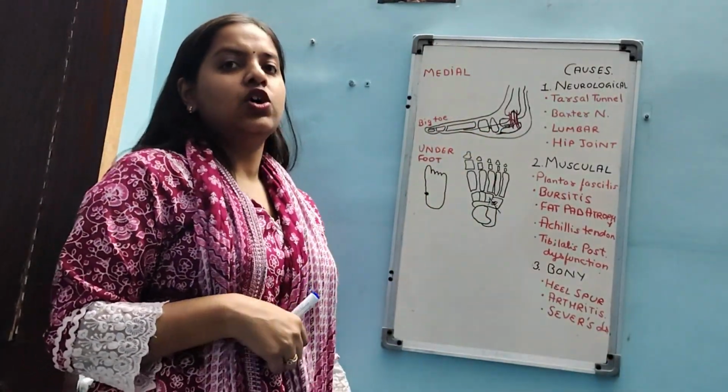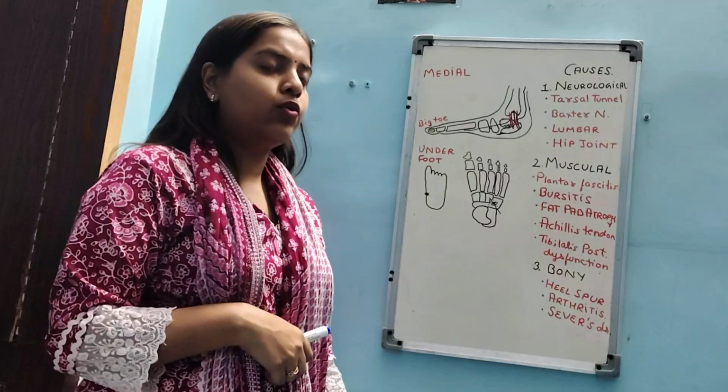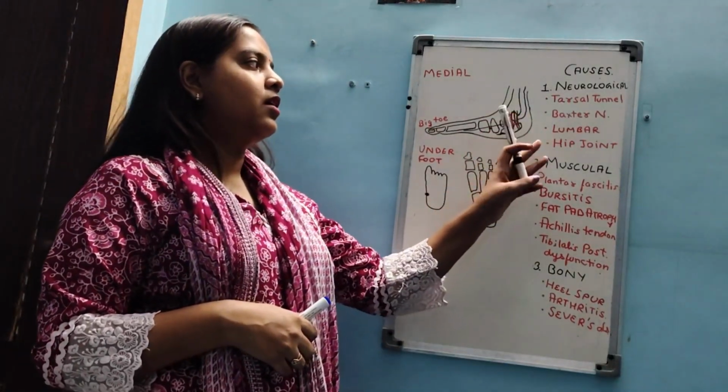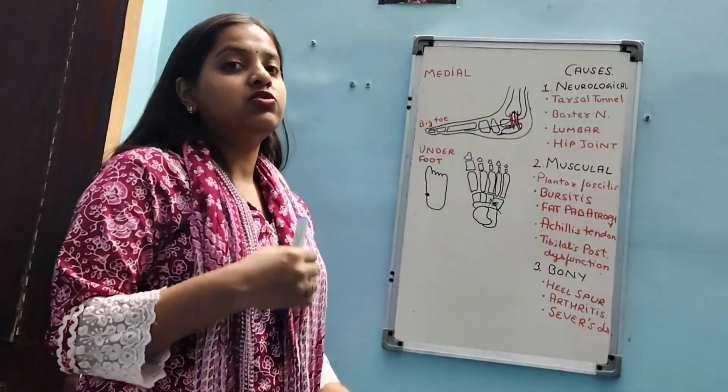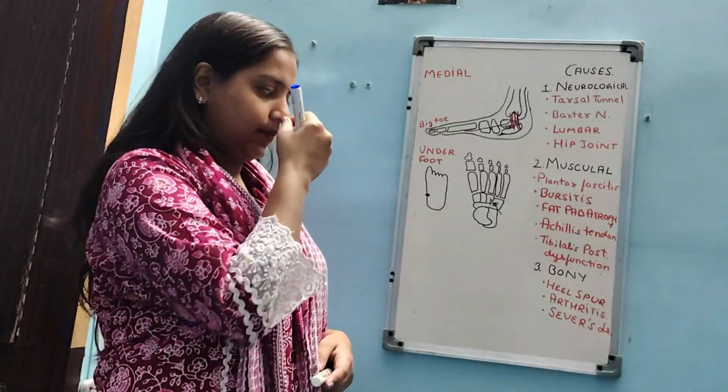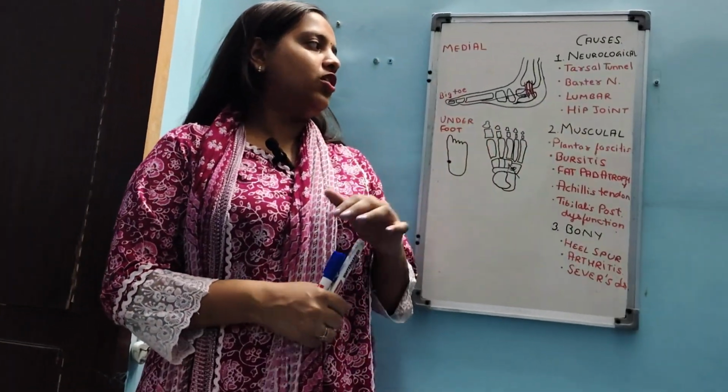Next we have Sever's disease. It usually happens in children only, because the growth plate here causes pain when the height of the child is growing. We will now study muscular causes.